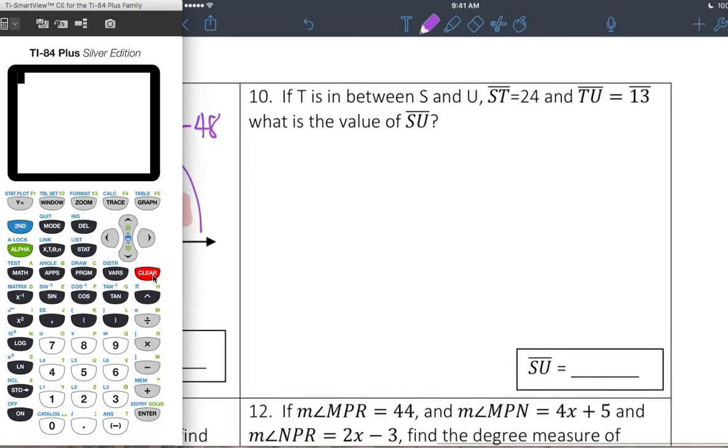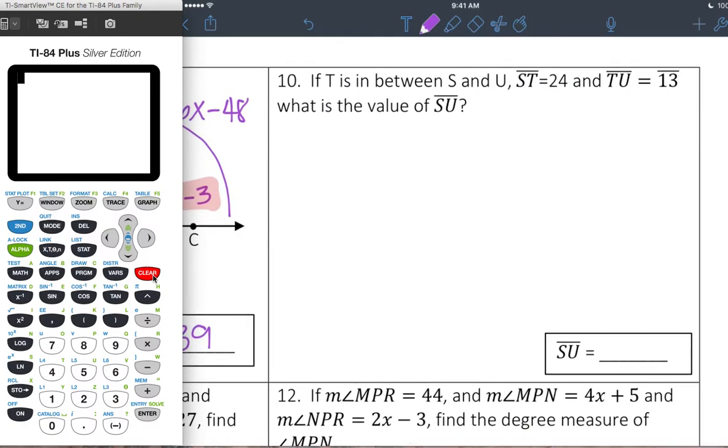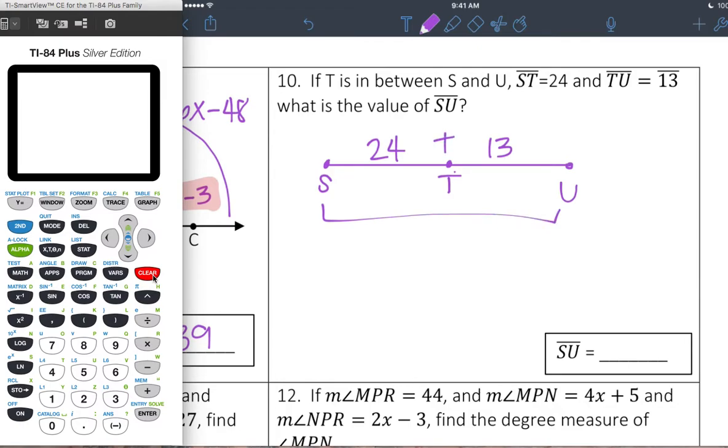All right, over to number 10. Number 10 says that T is between S and U. So we have T is somewhere between S and U. It says that ST has a length of 24 and TU has a length of 13. It wants to know the total length of SU. We're just going to add those two pieces together. So 24 plus 13 is going to give us 37.